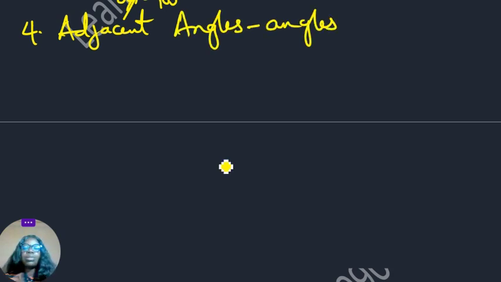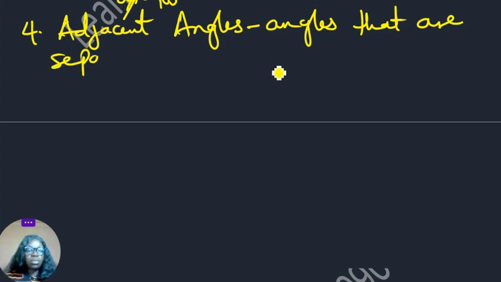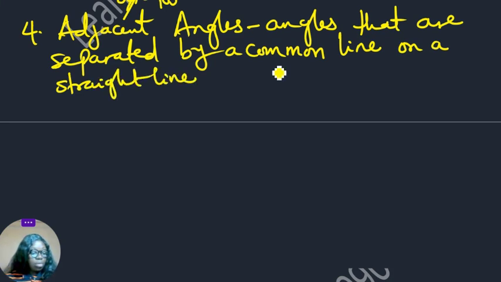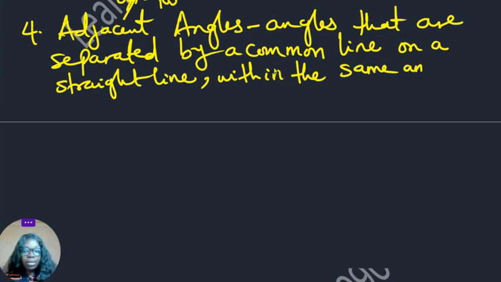They are angles that are separated by a common line, on a straight line. On a straight line within the same angle. So sometimes you have them within the same angle.